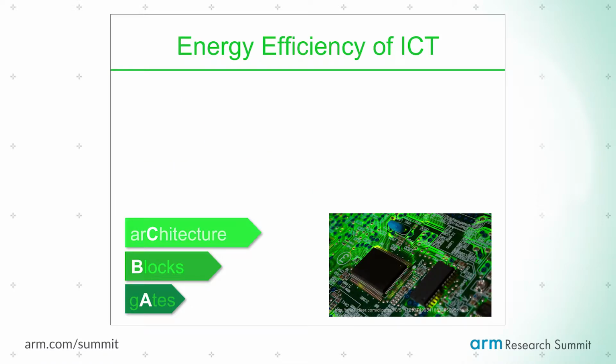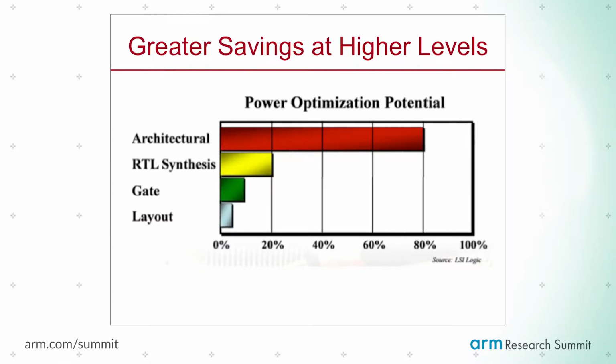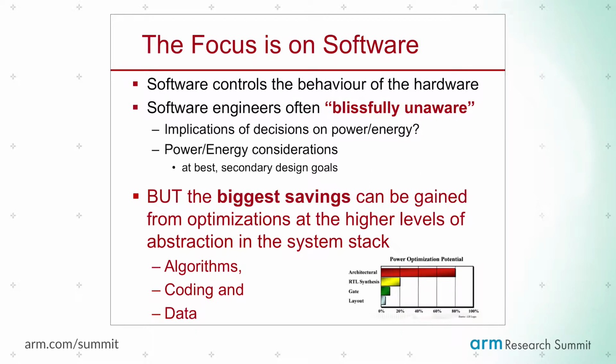Now, low power has been the focus of hardware design for more than a decade, and great results have been achieved. But there is evidence that the greatest savings can be obtained at the higher levels of abstraction in the system stack. So the focus is firmly on software, because software ultimately controls what the hardware does.